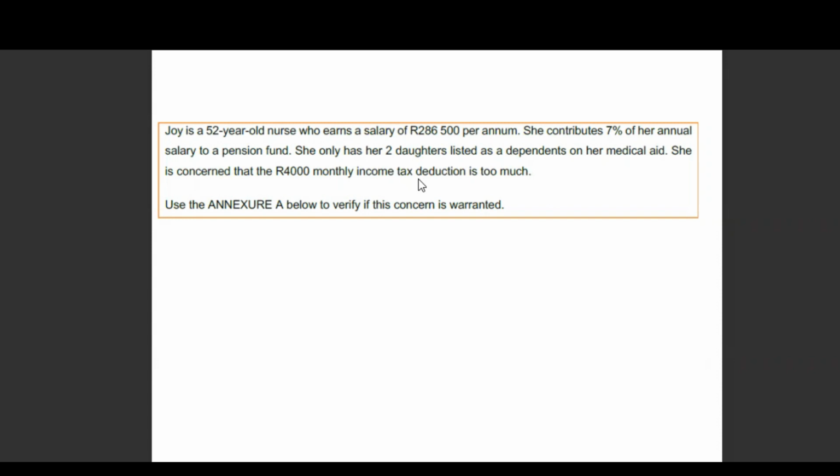This is a good example. Let's see this. The person called Joy. Joy is a 52-year-old nurse who earns a salary of 286,500 per annum. Take note of that. Per annum.